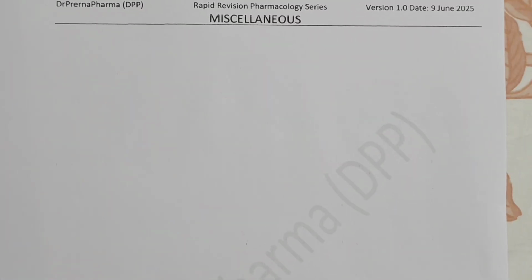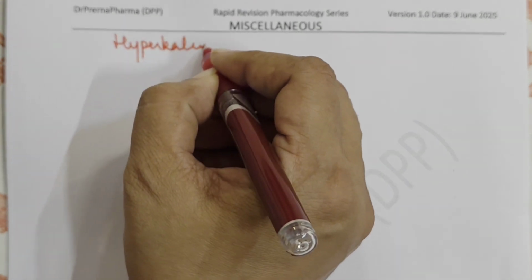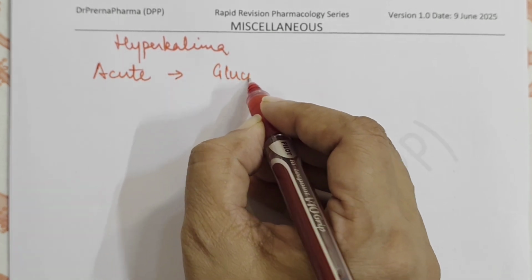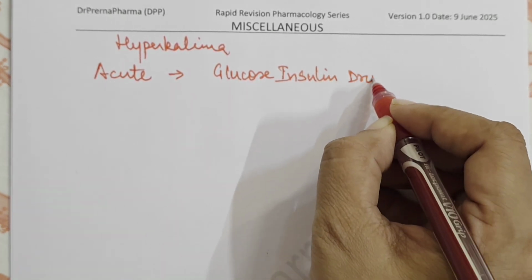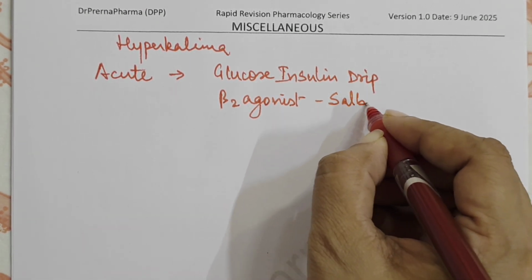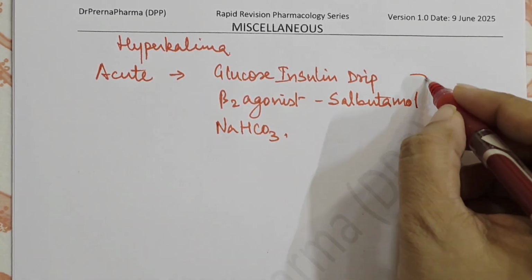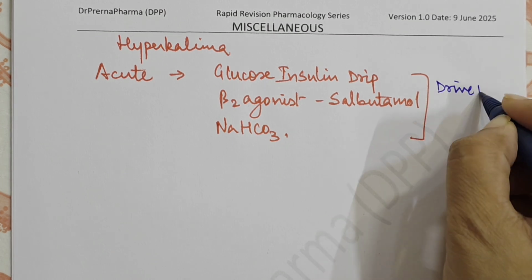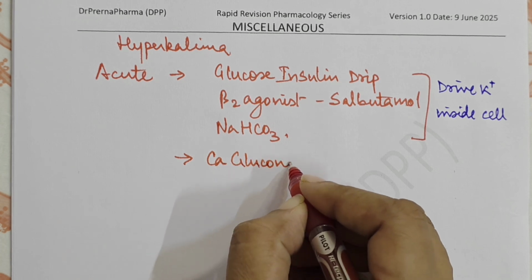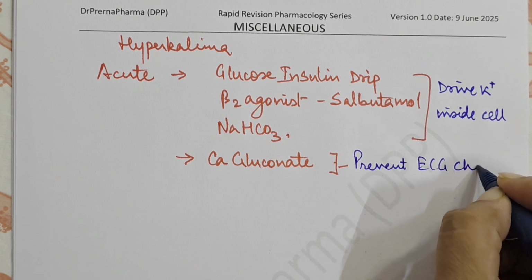Next we discuss the treatment of hyperkalemia. In hyperkalemia, what are the drugs used? In acute hyperkalemia, glucose insulin drip. This is a drug that drives potassium inside. Then beta-2 agonist, that is salbutamol. Then sodium bicarbonate. These are the drugs which will drive potassium inside the cell. And then there is a drug called calcium gluconate. What does it do? It will basically prevent the ECG changes.